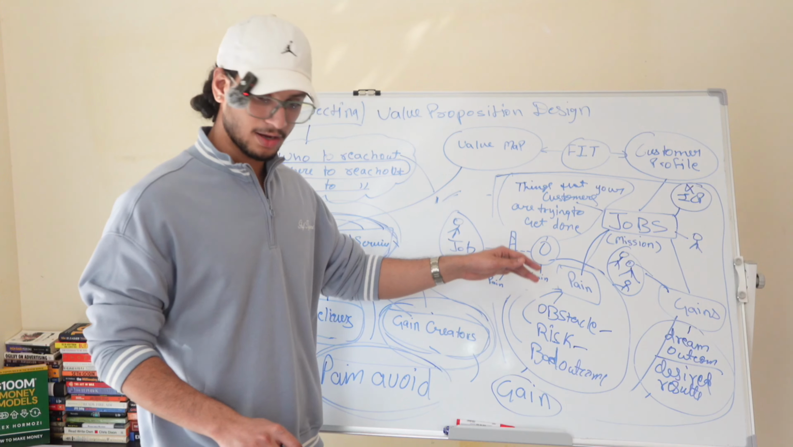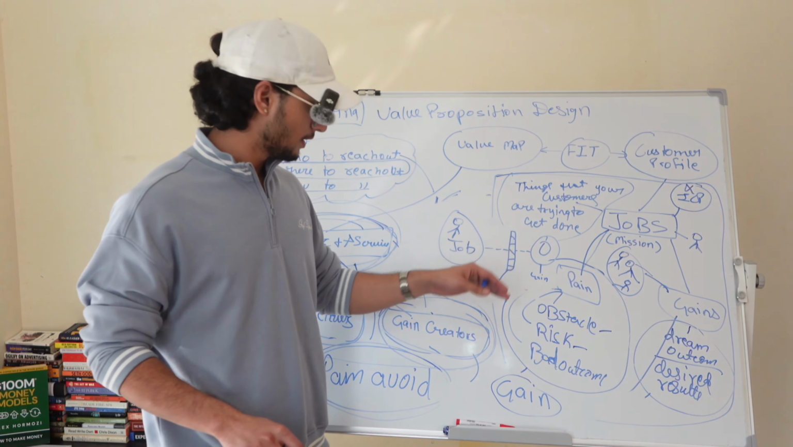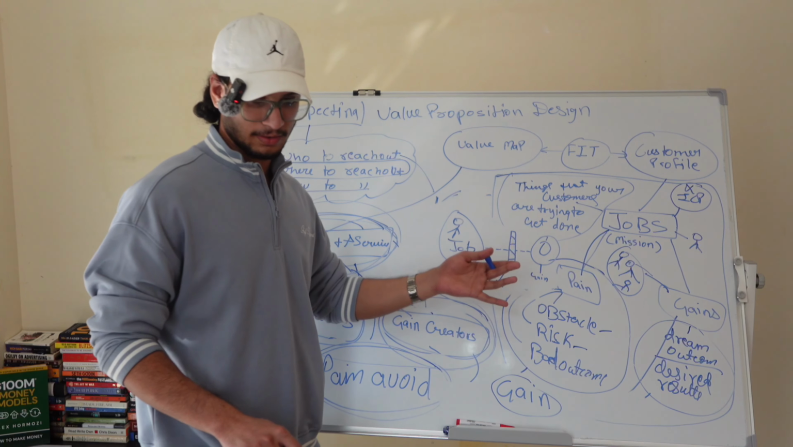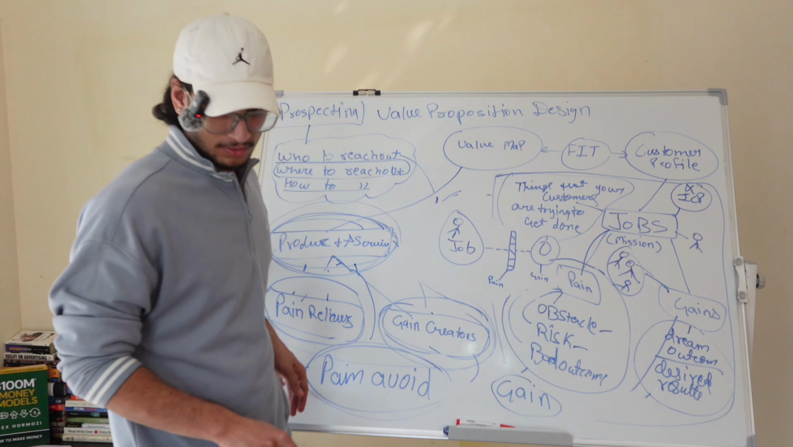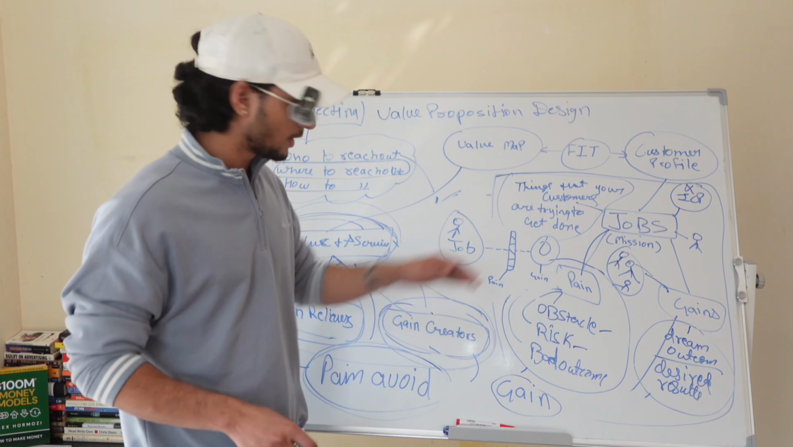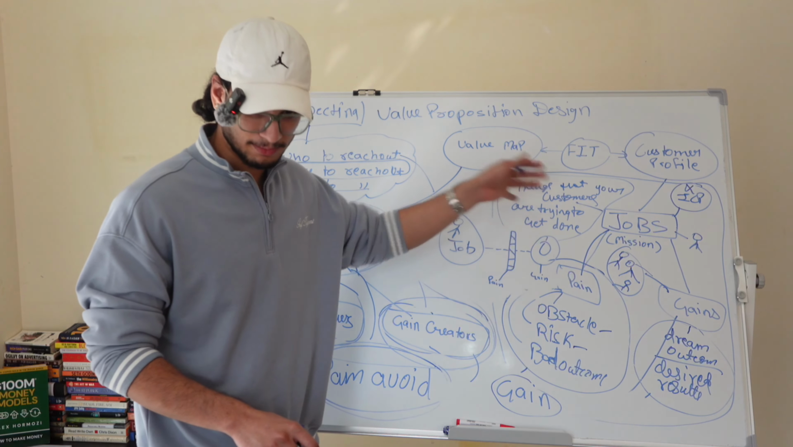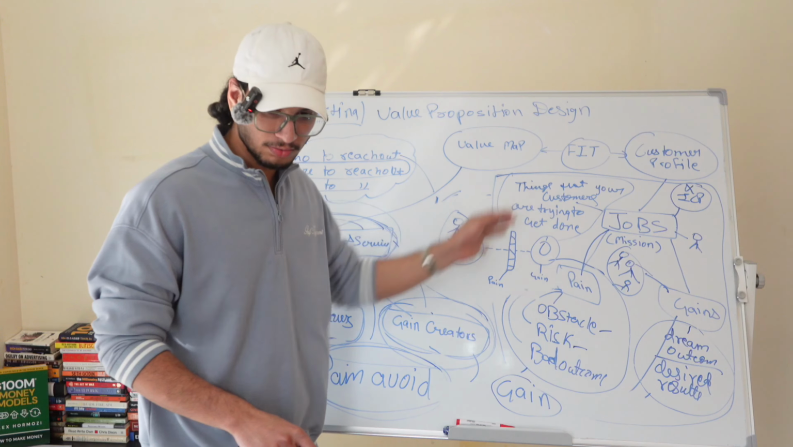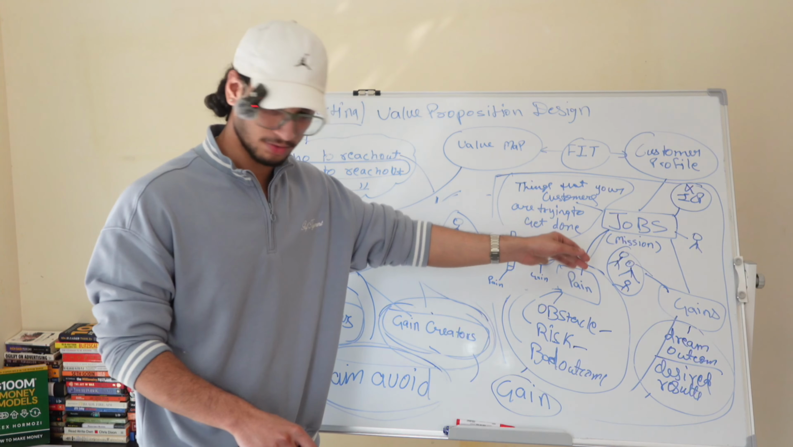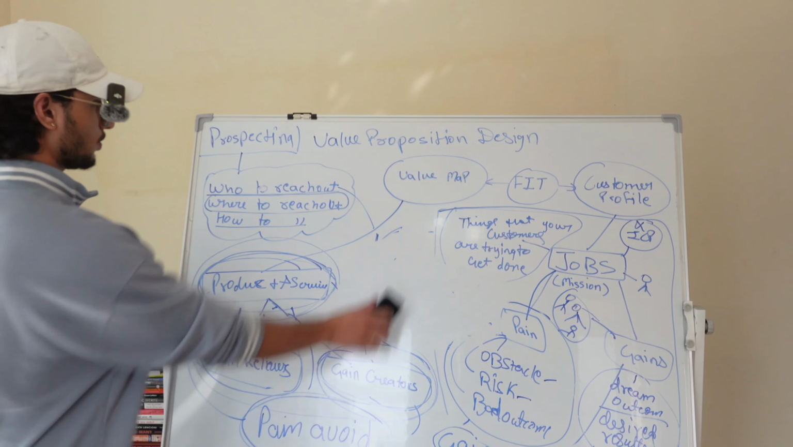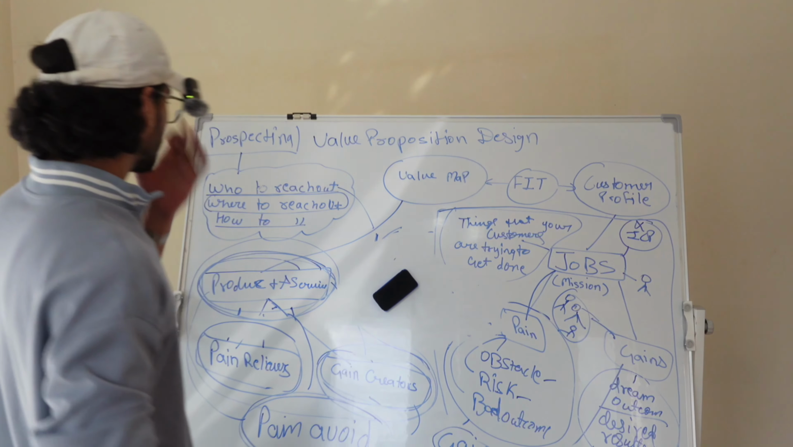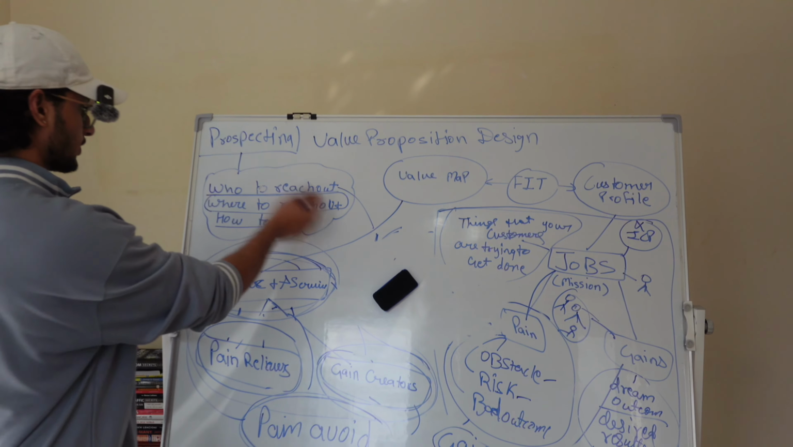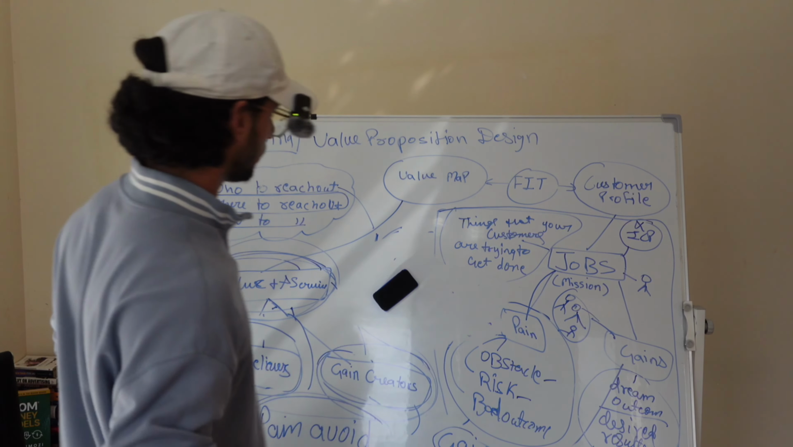You can reverse engineer this and say that helping them not have this pain is also a gain, but it's just a pain reliever. You are not creating a gain. They didn't expect this pain. You're just removing an obstacle. Their main goal is not to remove this, their main goal is to reach here. The main goal of this whole conversation was getting to know who to reach out to, where to reach out, and how to reach out. We already answered two questions: who to reach out to and where.